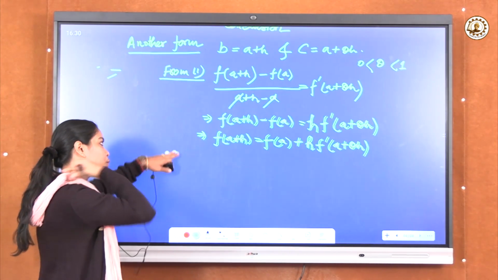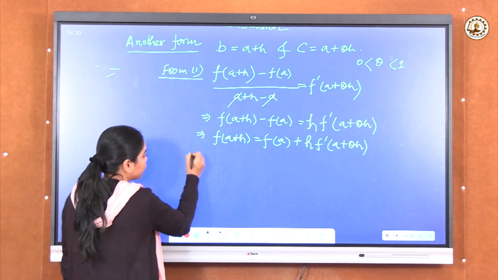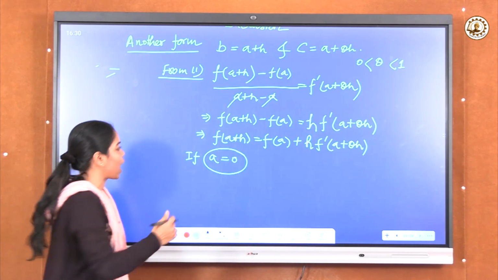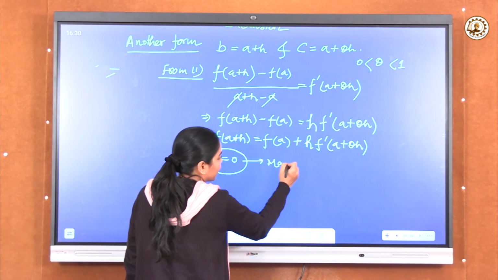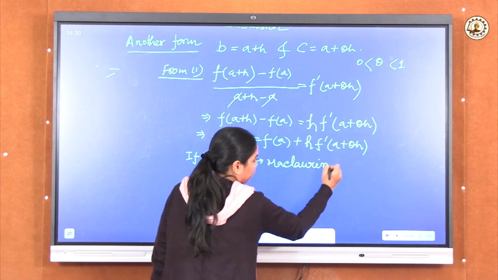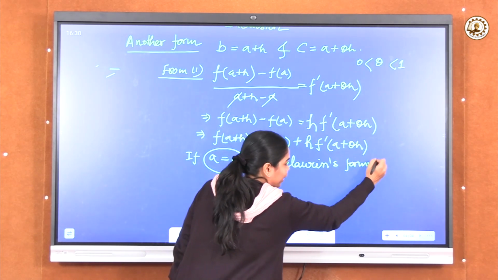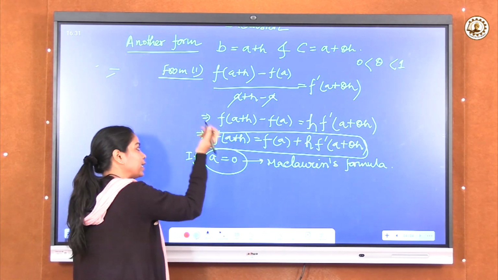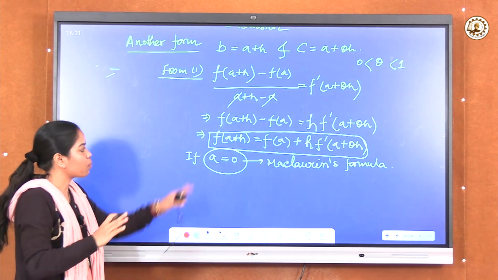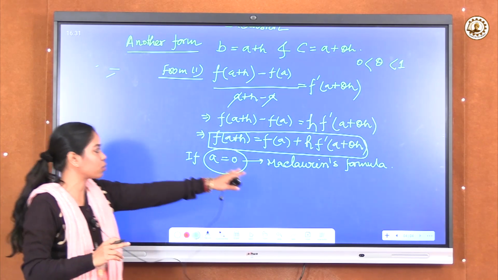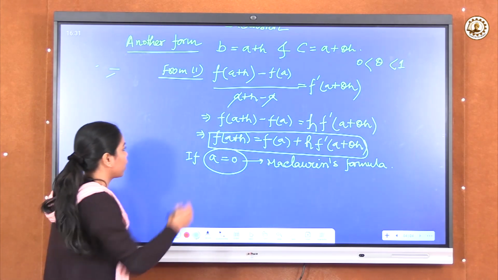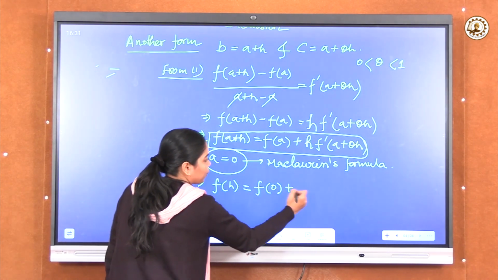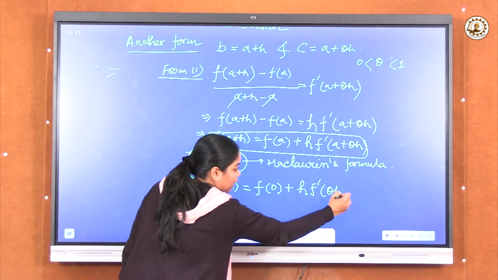Now from this equation, this is the another form of Lagrange mean value theorem, and if in this form we put small a equal to 0, we will get a formula which is called Maclaurin's formula. Now what is the formula? f(h) equal to f(0) plus h into f dash (theta h).